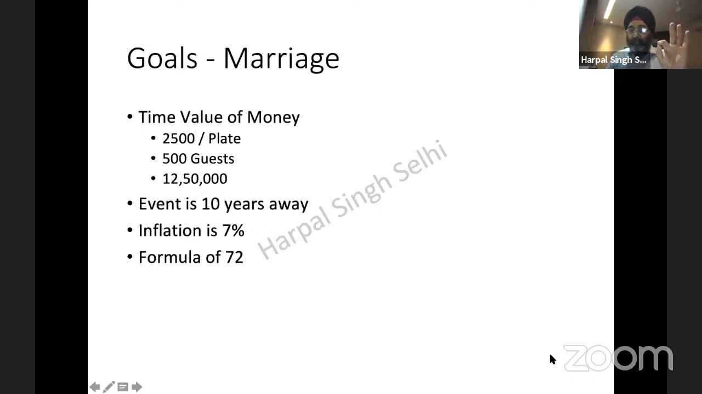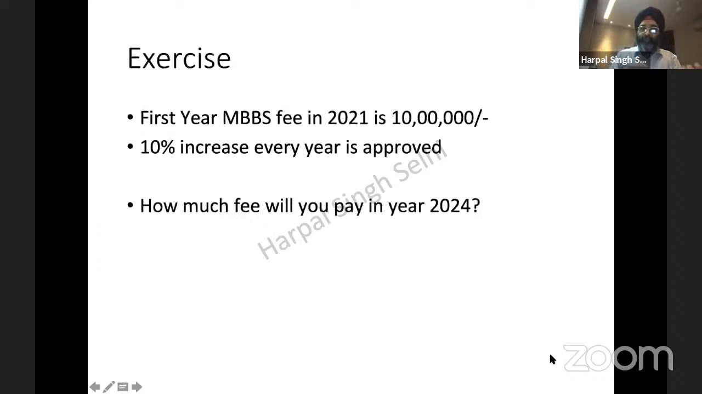So I have a goal which is specific, marriage, which is measurable, which is achievable, which is reasonable, and is time bound. ठीक है. इसी तरह एक और एक्सरसाइज मैं आपके लिए छोड़ देता हूं कि आज 2021 में इस साल MBBS fee for the first year in unaided private colleges is 10 lakhs. If your child is going into a medical college in 2024, how much fee will you pay? The government has approved 10% increase every year. So this exercise you can do at home.